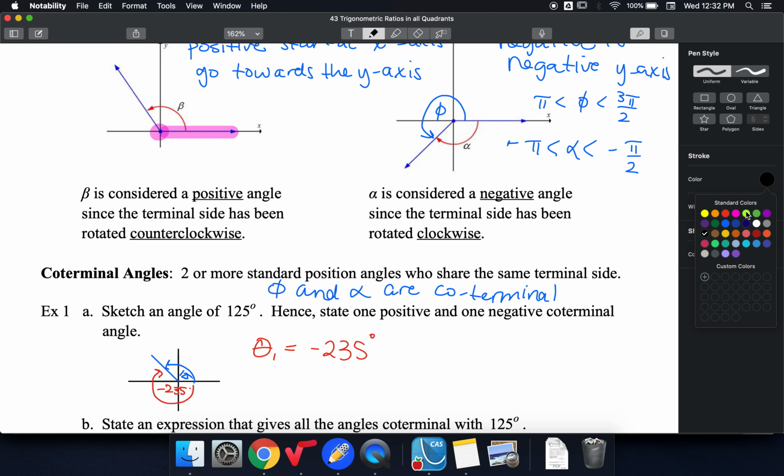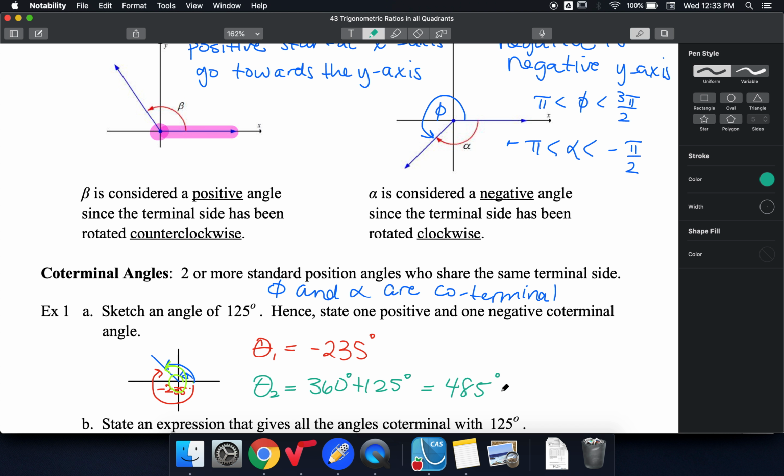So I'm going to wrap around. I'm going to start again at the x-axis, go all the way around once and then hit this again. That might be hard to see, so I'll make it maybe a darker green. So theta 2 is going to be 360 for the full circle I went around, plus 125. So that's going to give me 485 degrees.